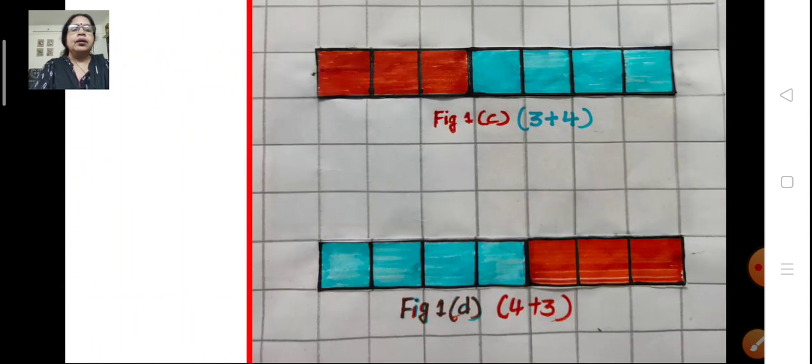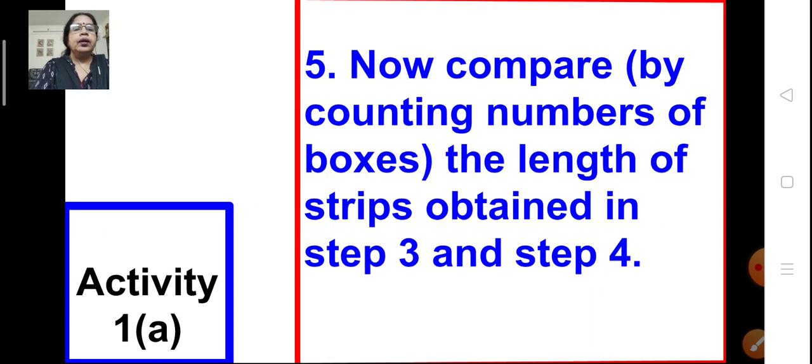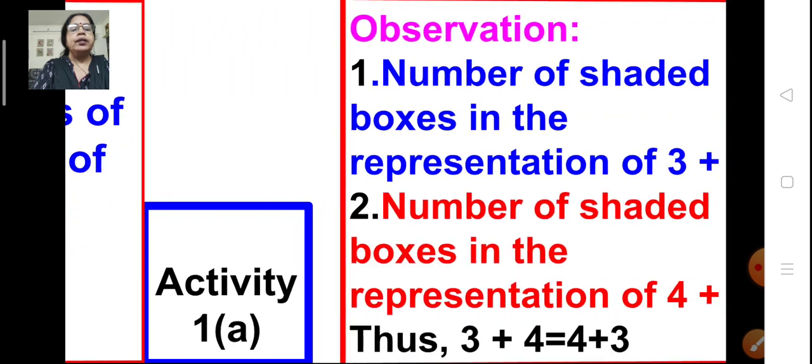These are the strips that are stuck on the left side page of the activity book, that is figure 1C and figure 1D. They represent 3 plus 4 and 4 plus 3. Now, you have to write point 5. Compare, by counting the number of boxes, the length of the strips obtained in step 3 and step 4. You have to compare the length of the strips as explained in the activity that we obtained during step 3 and step 4.